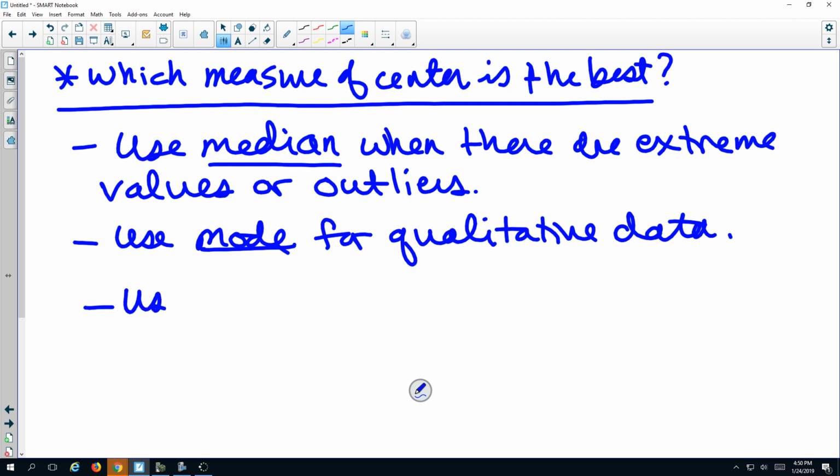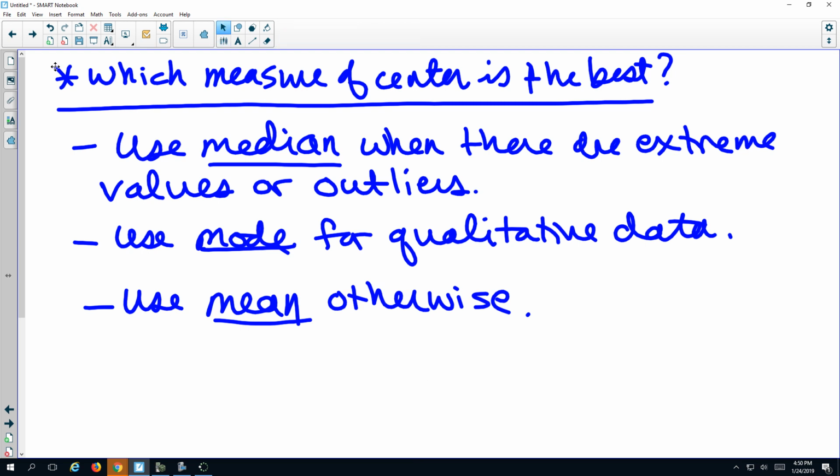And then you're going to use the mean otherwise. We'll say otherwise. If you have quantitative data and you're not going to use the median, then use the mean. The mean's going to be the one you're going to use the most.